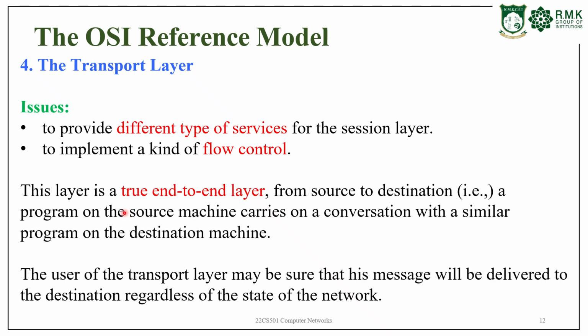So that is the reason, as the transport layer faces a lot of issues and takes care of a lot of tasks, we call this transport layer a true end-to-end layer. And the user of the transport layer should be crystal clear in delivering the message. So how should it be delivered? He should be aware of whether the message has been delivered to the destination, regardless of in whatever network the receiver lies.